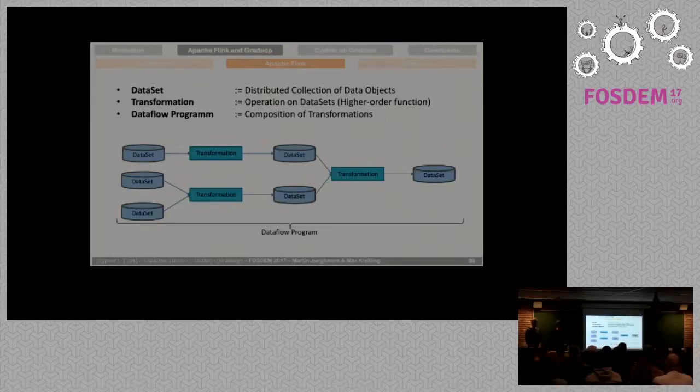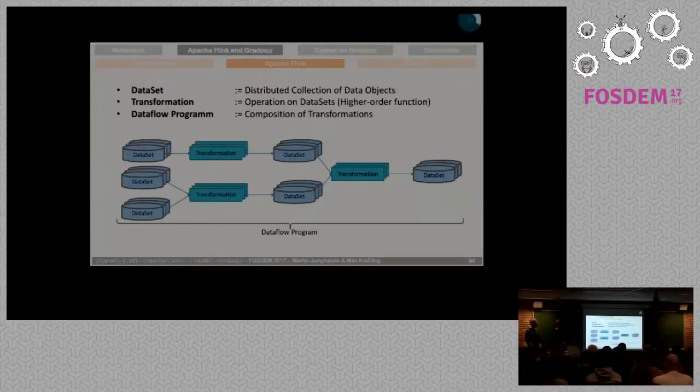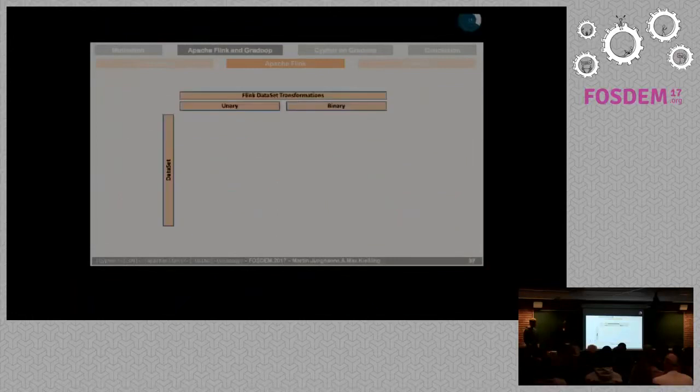And a data flow program is just a composition of those transformations. And this is the way you program in these kinds of systems. So you have to translate your problem into a data flow program using those abstractions that the data flow framework provides to you. What Flink does for you is the parallelization. So it scales out the computation and the data to multiple machines, computes it, and gives you a result.